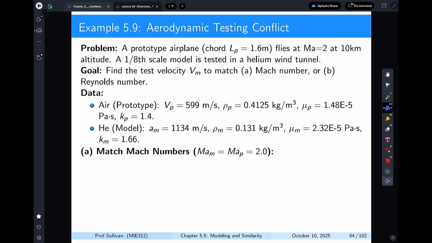I have a prototype airplane, and it has a chord length. Chord length is associated with the wing. So if you have a wing, that is the chord length, just the length of it. It is 1.6 meters, flies at Mach 2 at 10 kilometers altitude, and I want to use a 1/8 scale model in a helium wind tunnel.